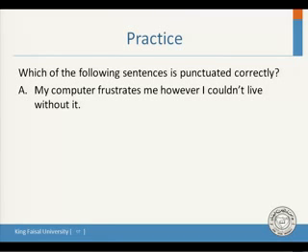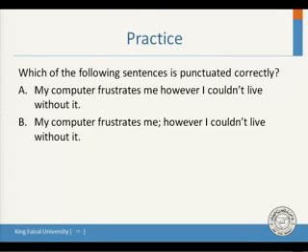My computer frustrates me. However, I couldn't live without it. Two sentences, two simple sentences. All of these make one compound sentence. But there is a mistake. There is a punctuation error here. Do you think A is correct? I don't think so.